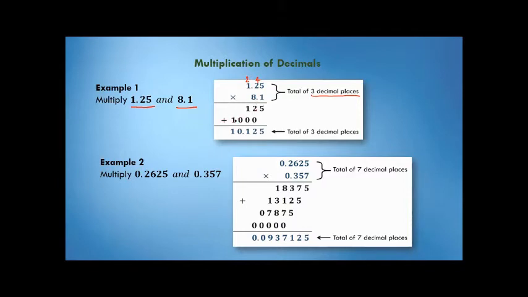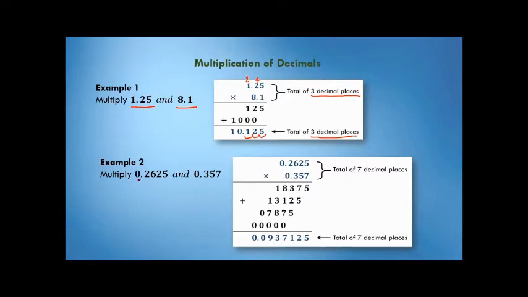Next, i-add natin column by column. Ang 5 walang katapat, so 5. 2 plus 0 is 2. Then 1 plus 0 is 1. Bring down 10. So a total of 3 decimal places kasi 1, 2, 3. Kaya nandito yung decimal point. 3 sa factors, then 3 din sa decimal place. Dapat parehas.